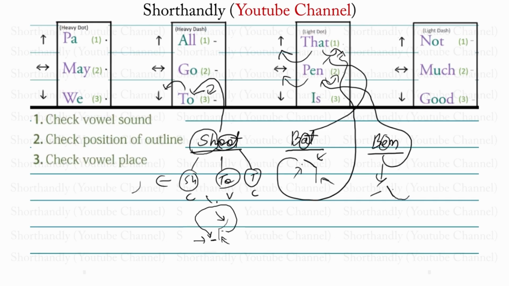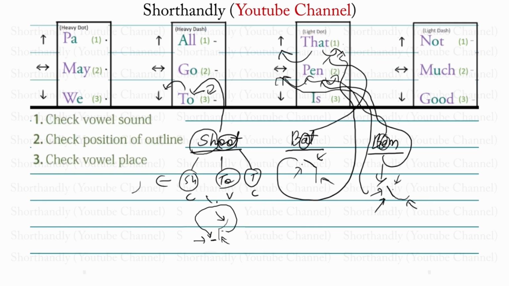Alright, so this is our B. Then we have this light dot on the second place to represent our a vowel. Right, and then we have attached this N curve. So this is our word ben. Okay, and we made this B stroke on the line, because as you can see here, it says on the line, because the first vowel sound determines the position of the outline, and the first vowel is pen. Okay, so that's how we make the word ben.